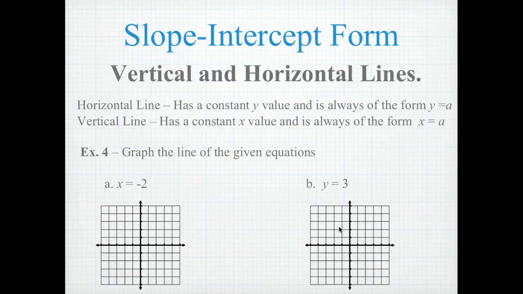So my first equation, x equals negative 2, is going to be a vertical line passing through the x-axis at negative 2. While the second example, y equals 3, is going to represent a horizontal line passing through the y-axis at 3.